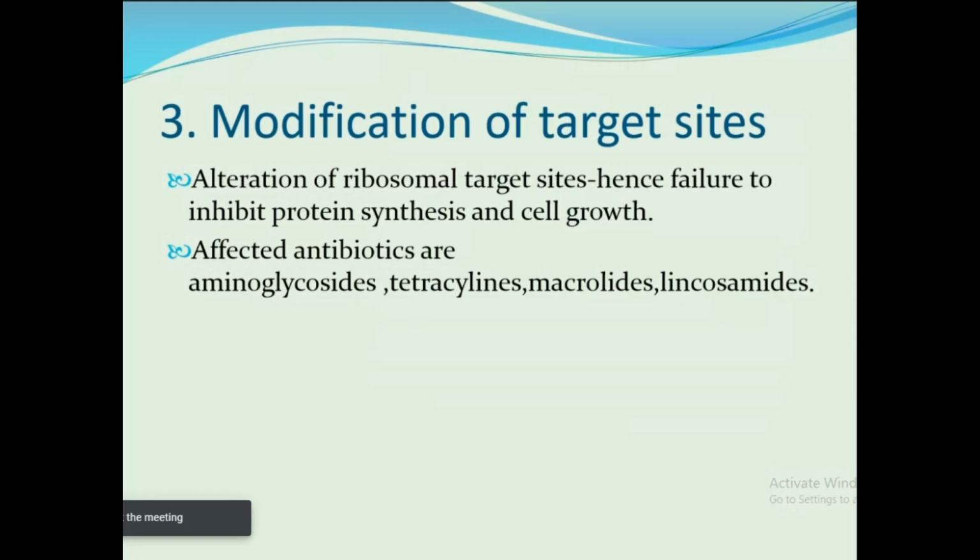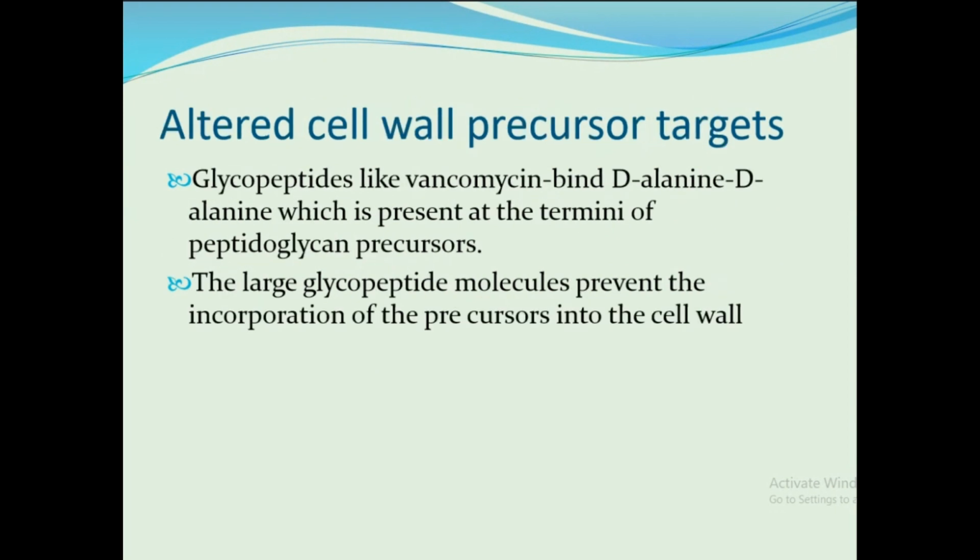So modification of the target site, due to changes in the ribosomal target site, is a failure of the antibiotics for attachment, and we are seeing more resistance nowadays. The affected antibiotics are the aminoglycosides, tetracyclines, and the macrolides, which have this modified target site.